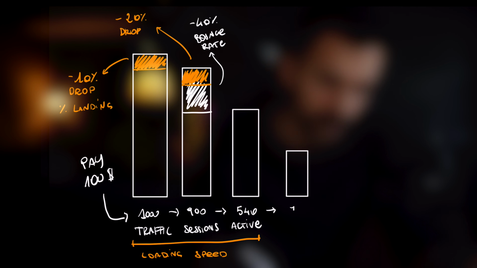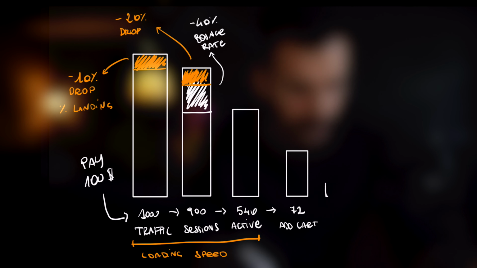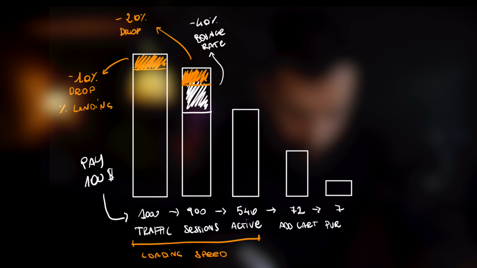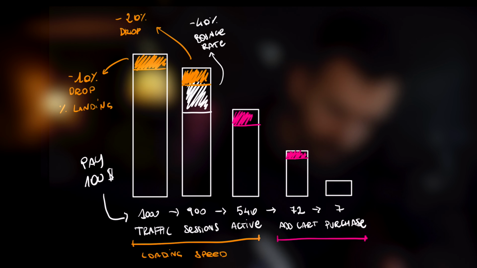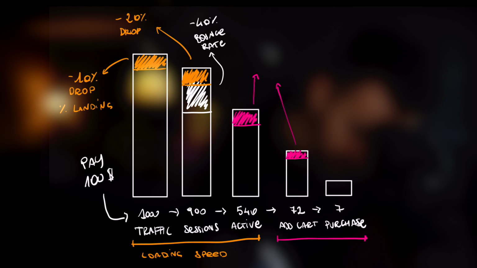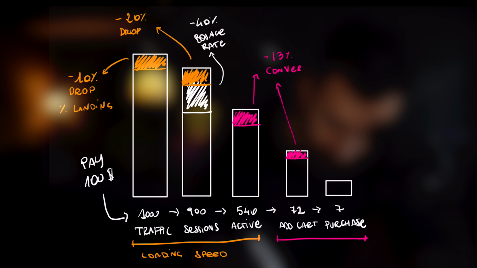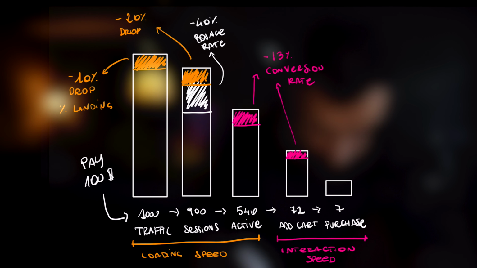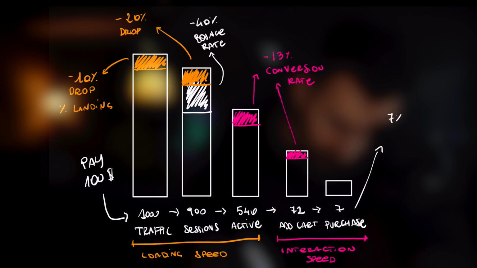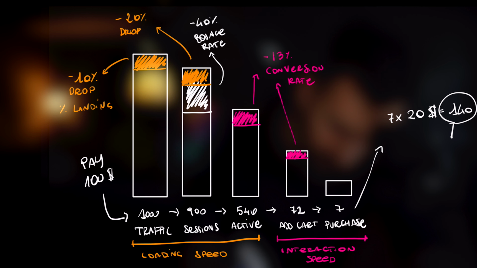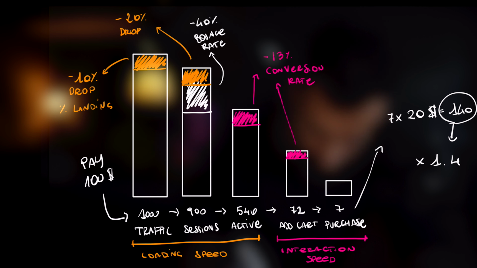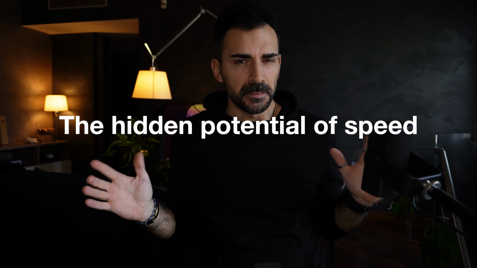Then our users get more engaged and start using the website features, and if the website is very slow to respond to interaction, we will lose more. In this area of the funnel, we can lose up to 15% of conversion rate because of slow interaction, like using filters, search, and especially on checkout steps. At the end, 7 users will make a purchase of $20 for a total of $140 in revenue. So we paid $100 and we got $140 back for a return on ad spend of 1.4. Okay, good. So as you can see, the impact of speed can be very high.